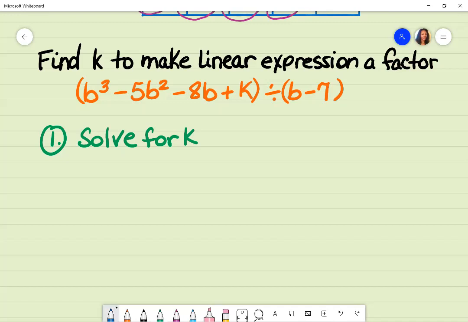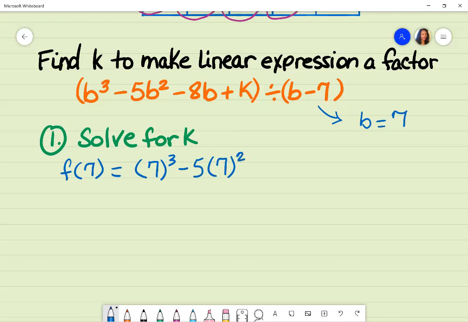If we solve for k, then what we're saying is here we already know that if we set b minus 7 equal to 0, it's going to be the opposite sign. So b is 7. When you're solving, in this case, you're just going to be substituting. So f of 7 is equal to, every time I see a b, I'm going to replace it with that 7 and then follow the directions that are given. So this 7 is raised to the second power. Then I have negative 8, another b, which I'm replacing with the 7, but I have a k here. That's what I'm trying to find.